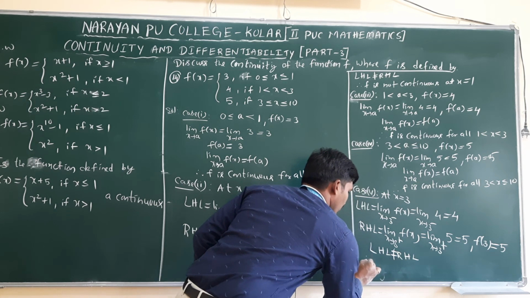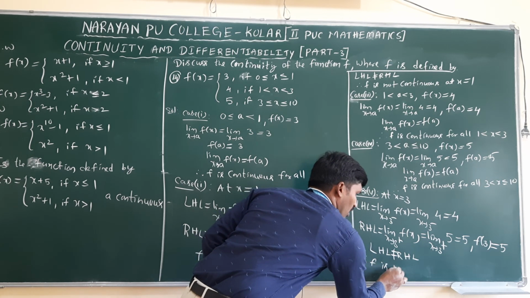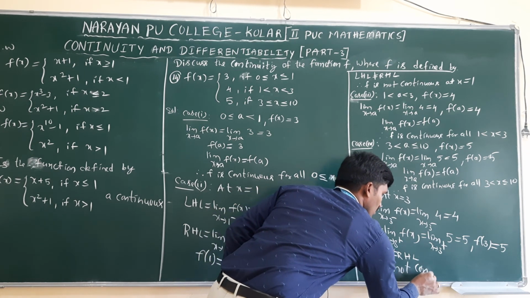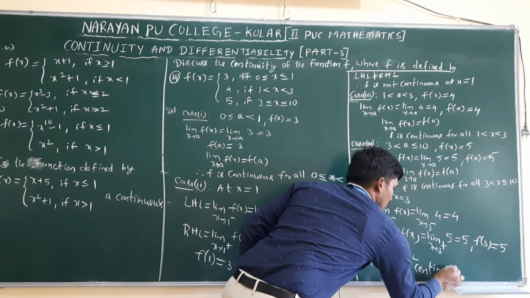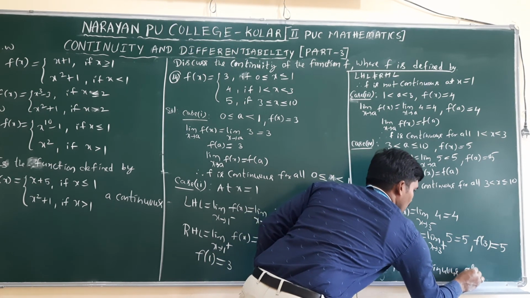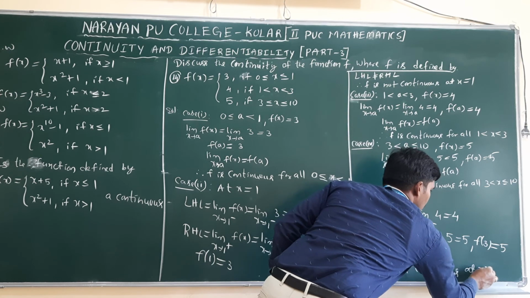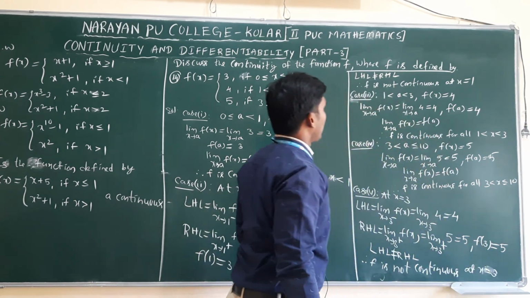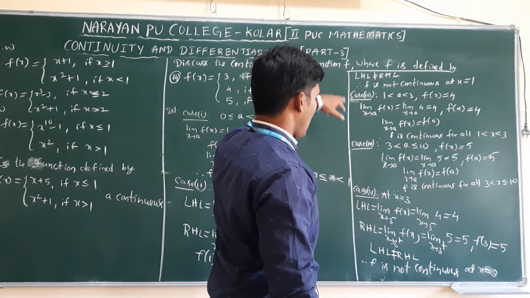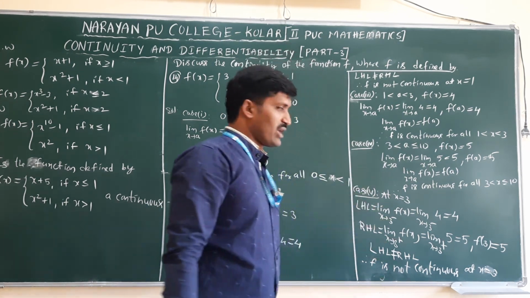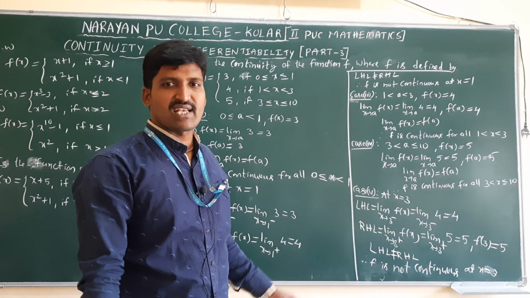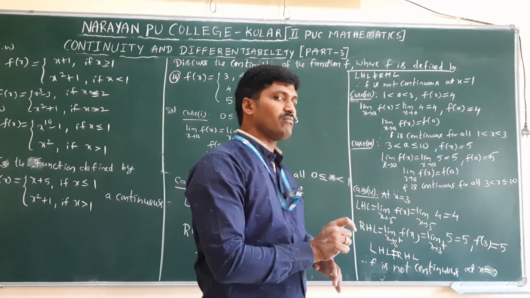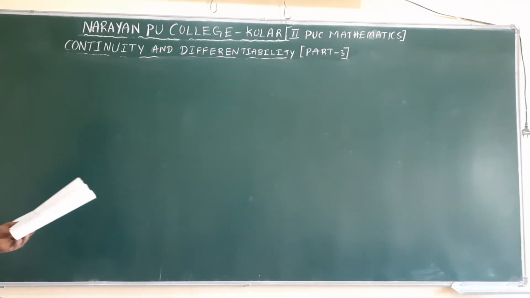So what can we define? F is not continuous. Not continuous at x equal to 3. So at 1 and at 3, discontinuous. At all the remaining values, it is continuous.